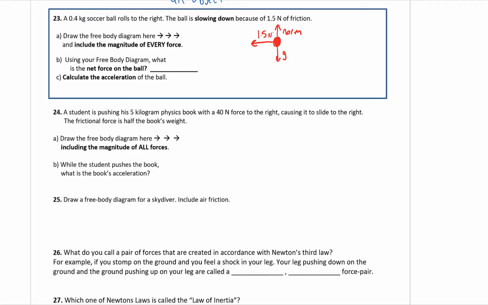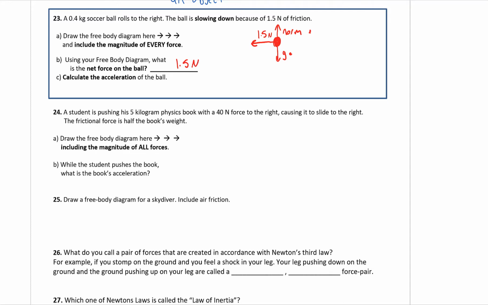Even though it is moving to the right, it's slowing down, so the force is opposed to its motion. To figure out the net force on the ball, you've got to realize that the gravitational force and the normal force are exactly opposite, so they cancel out. So the net force on the ball is 1.5 newtons. That's it, because the normal force and gravity cancel.